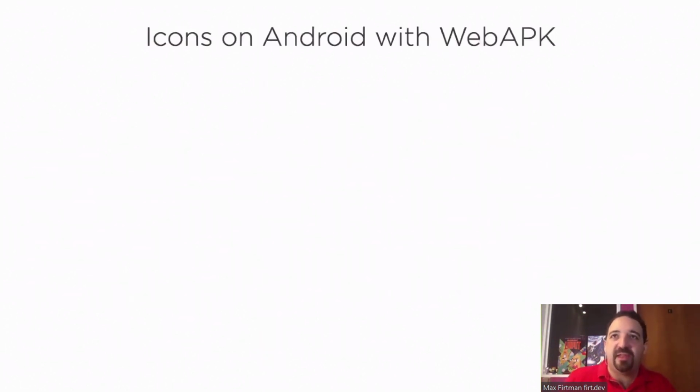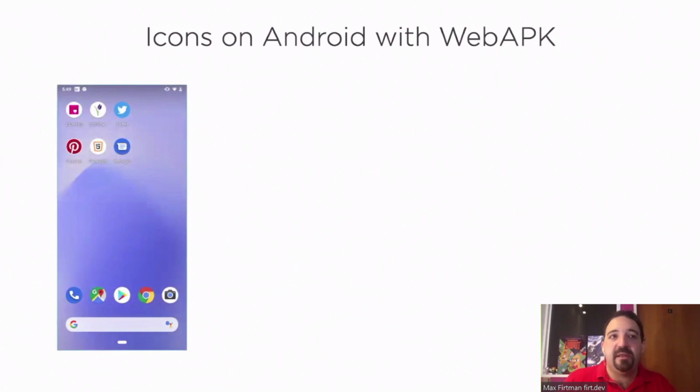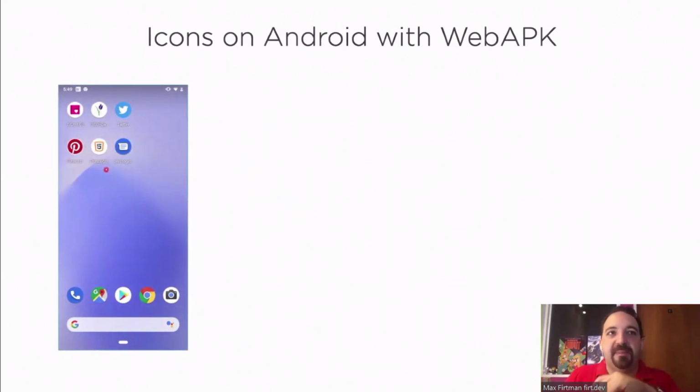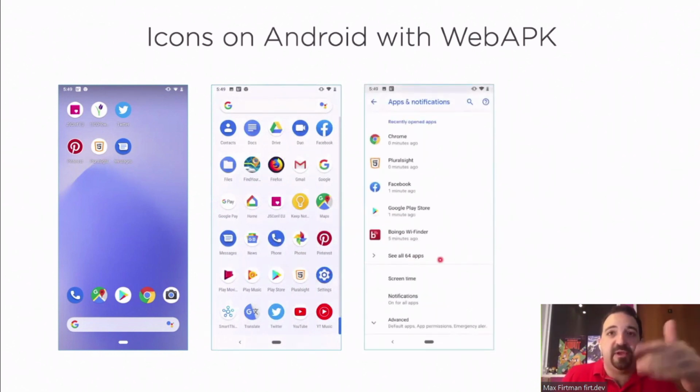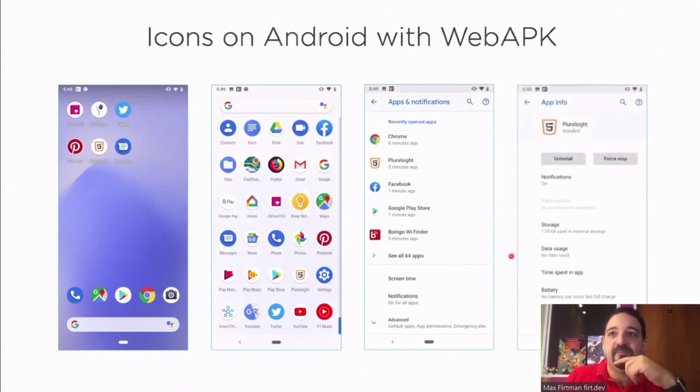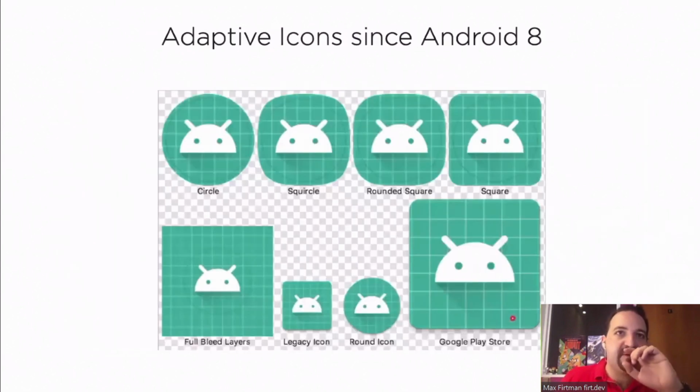So icons on Android with WebAPK will appear on the home screen. Look at this icon, the HTML5 logo, that one. That's actually a PWA installed with WebAPK. Then also it will appear in the launcher. So here we can find it there. In the settings, when you go to settings apps, you will find it there as well. And finally, it will even say that it's installed as an app, with the storage and everything that we are used to on Android. Okay, so when WebAPK is enabled, we have a much better experience.